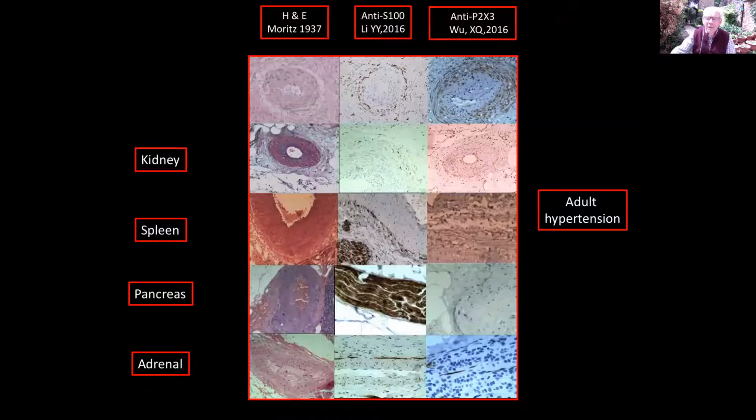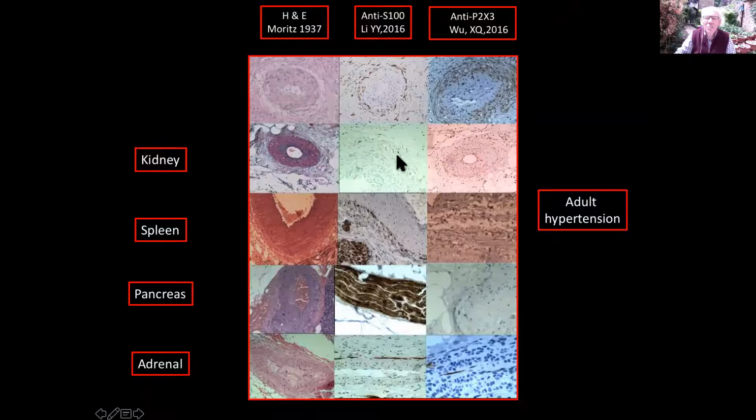This shows the same in adult hypertension. We'll go into this in more detail in a later video, but what you can see here is the kidney, spleen, pancreas, and adrenal with thickened arterioles here. That was first described in 1937 by Alan Moritz and Mary Old.